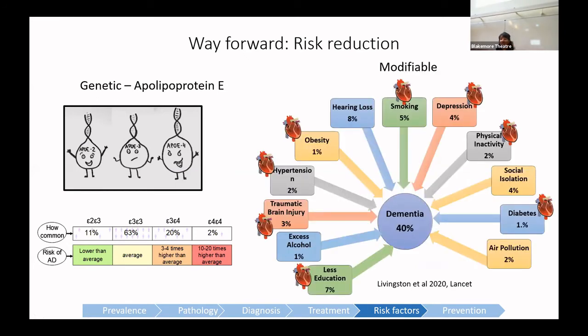But there are also a whole bunch of lifestyle risk factors, which again, we heard a little bit about in an earlier talk. And we've seen now that about 40% of dementia cases worldwide could in theory be prevented by modifying these risk factors. And I've put a little heart symbol on the ones that we know are also established risk factors for heart disease. So we know that there is this overlap between risk for Alzheimer's or risk for dementia and risk for heart disease. These are also vascular risk factors.